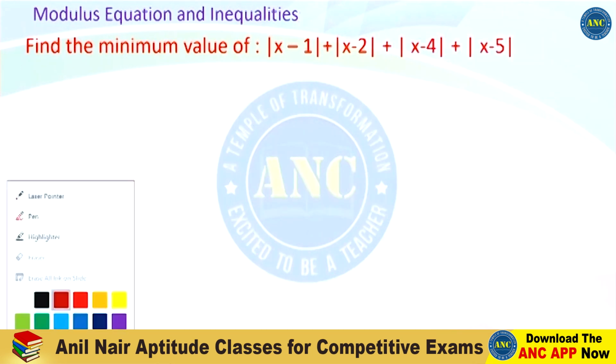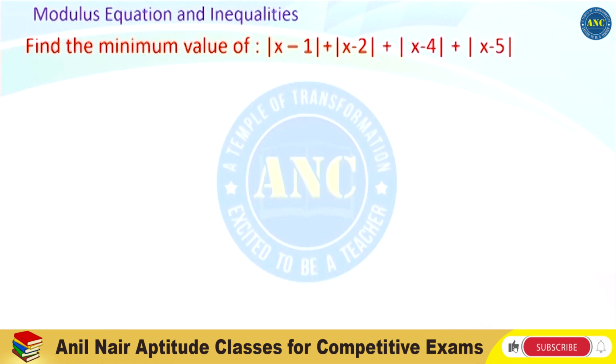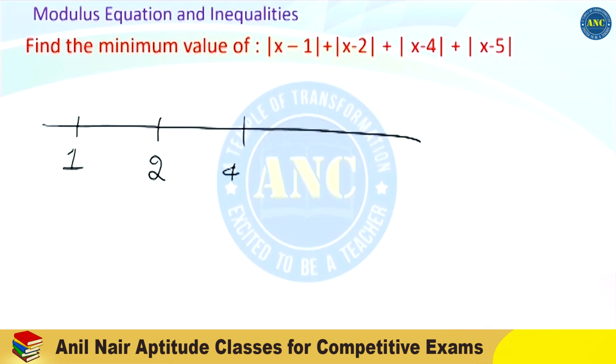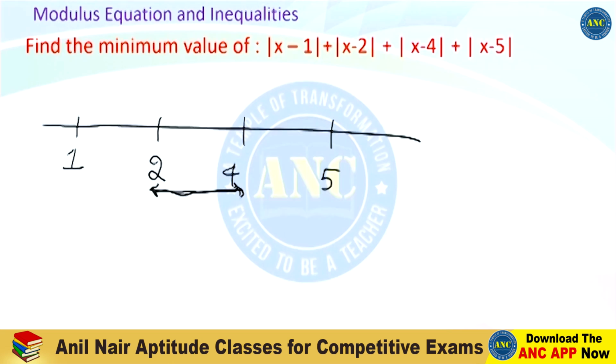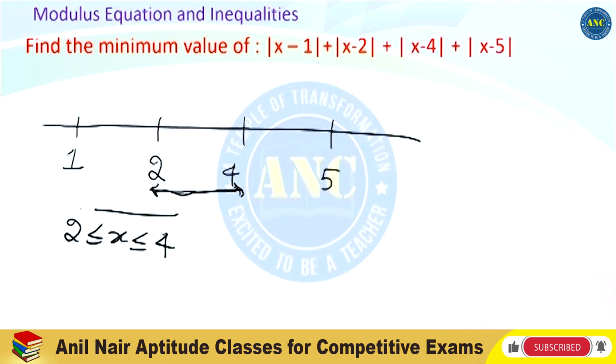Next one, listen carefully. Mod of x minus 1 plus mod of x minus 2. So the critical points are 1, next 2, next 4, next 5. If 2 and 4 are not there, the answer would have been 1 less than or equivalent to x less than or equivalent to 5. If 2 and 4 are there, the answer would have been 2 less than or equivalent to x less than or equivalent to 4. The intersection of these two regions will be 2 less than or equivalent to x less than or equivalent to 4.